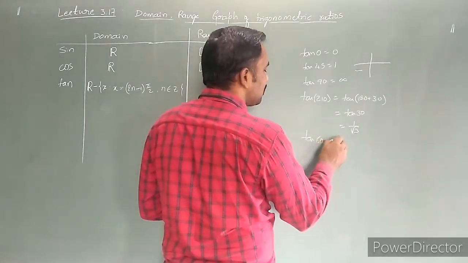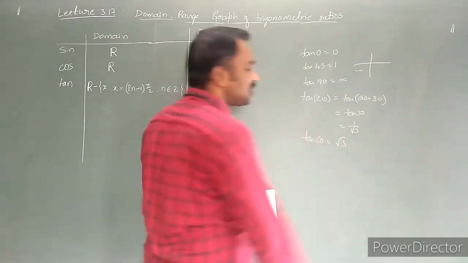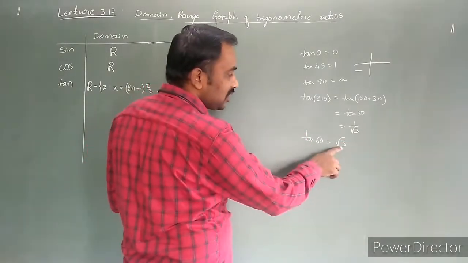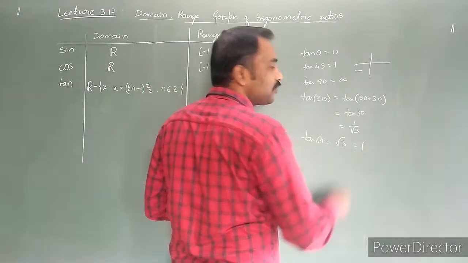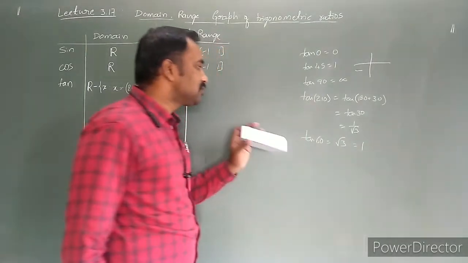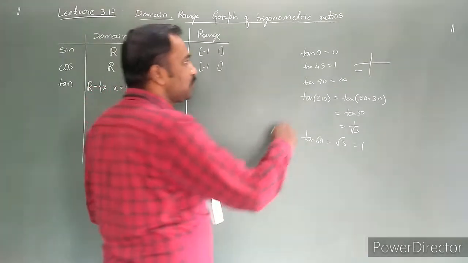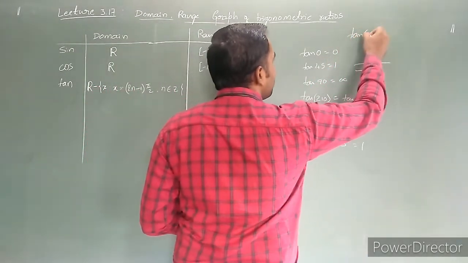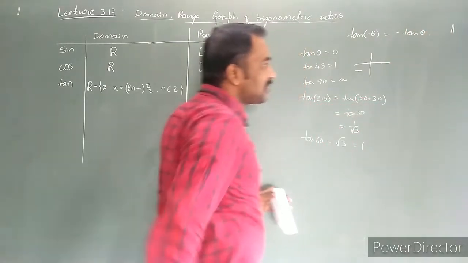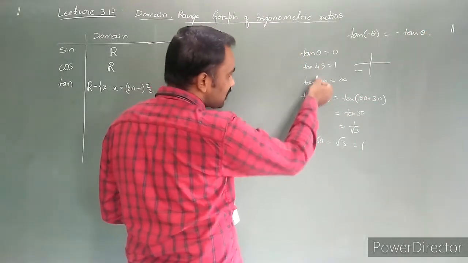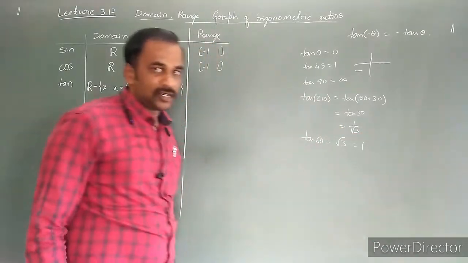Similarly, tan of 60. Tan 60 is root 3. Is root 3 more than 1 or less than 1? It is more than 1. Root 3 value is 1.7, like that we will get. And similarly, for negative values, suppose you have tan of minus theta. What is the tan of minus theta? Minus tan of theta. Instead of the positive angle, if you consider the negative, it gives the negative value.